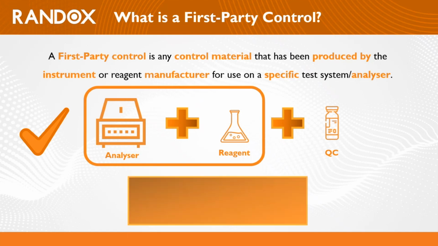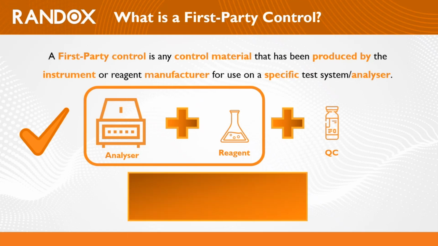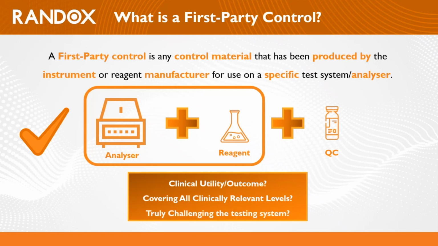However, what first-party controls are not really useful in telling us is clinical utility or outcome. Is the control covering all clinically relevant levels? Is the control also truly challenging the test system or not? Is the control commutable enough or not? All of those things, first-party controls, simply put, they're not very good in telling us that.